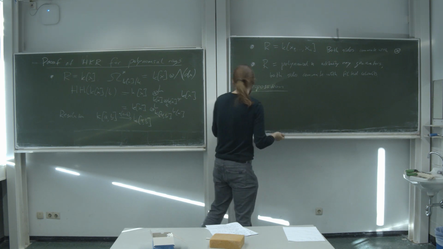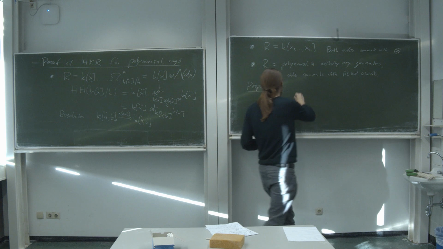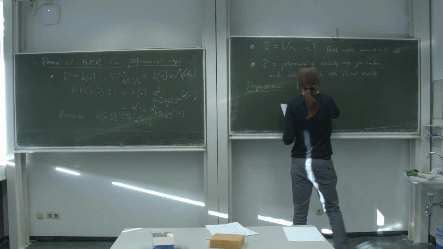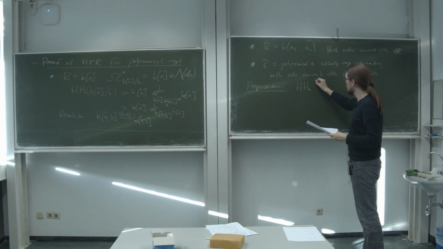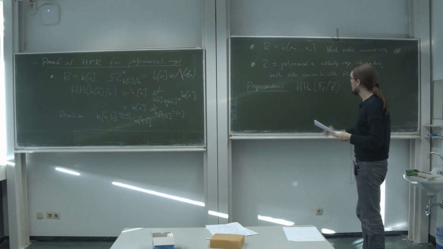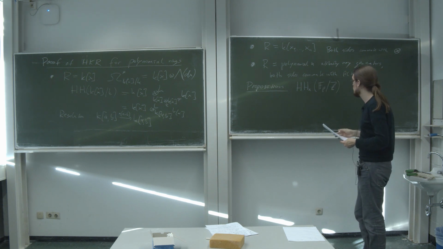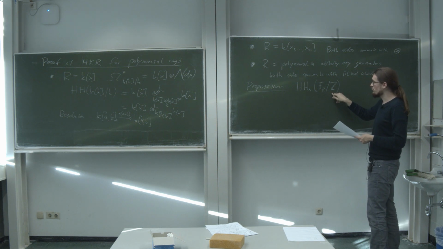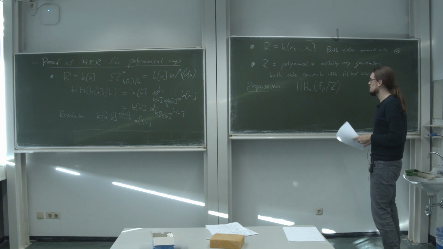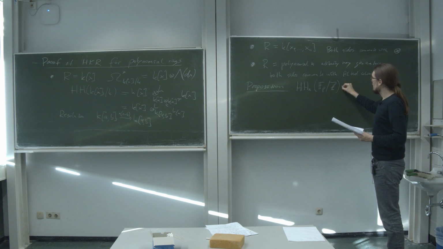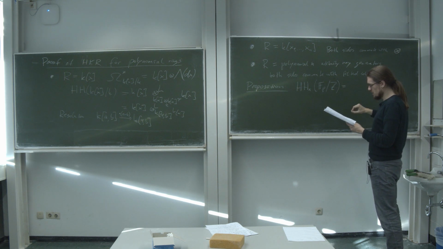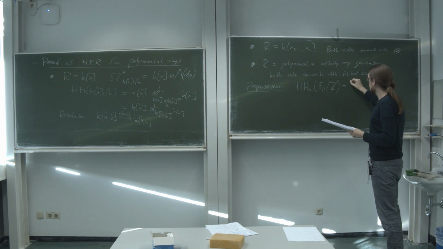Let me give you the statement first, and then we will see how to prove this. The claim is that Hochschild homology of Fp relative to the integers, and now here we really have to derive, right? The Fp is not flat over the integers. Claim is that Hochschild homology here is a divided power algebra.